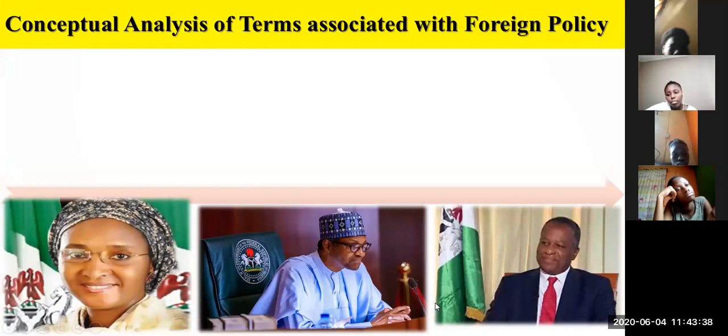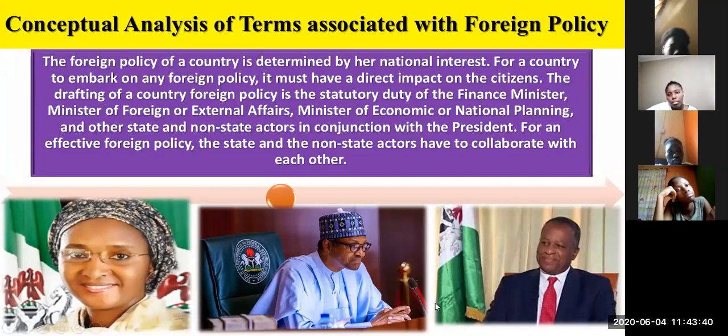Now, there are some things we also need to understand in foreign policy. What are the people that drive foreign policy? And what are those things that determine the foreign policy of a country? What determines the foreign policy of a country, we will call it national interest. The national interest of a state determines our foreign policy. So the national interest of Nigeria determines our foreign policy. Then when we say national interest, what is national interest?